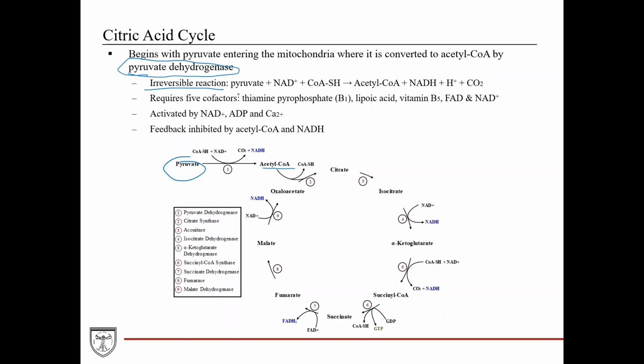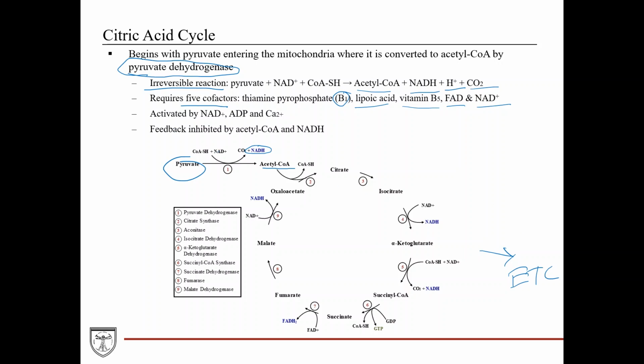Now, the substrates for this reaction are pyruvate, then you need NAD+, CoASH, and then you also need 5 cofactors: thiamine pyrophosphate, or vitamin B1, lipoic acid, vitamin B5, FAD, and NAD+. And what this converts to is obviously acetyl-CoA, NADH, hydrogen, and then CO2. And so you can see you have an NADH here, and we indicate these in blue, and then FADH here, and then NADH here, because these are important, since these are the electron carriers that are then going to go to the electron transport chain where you produce ATP.